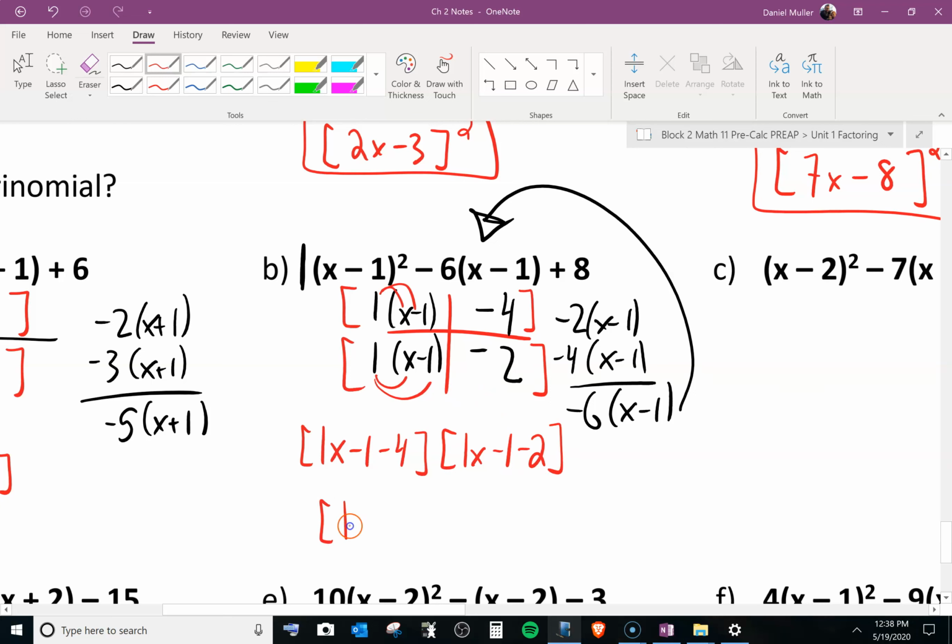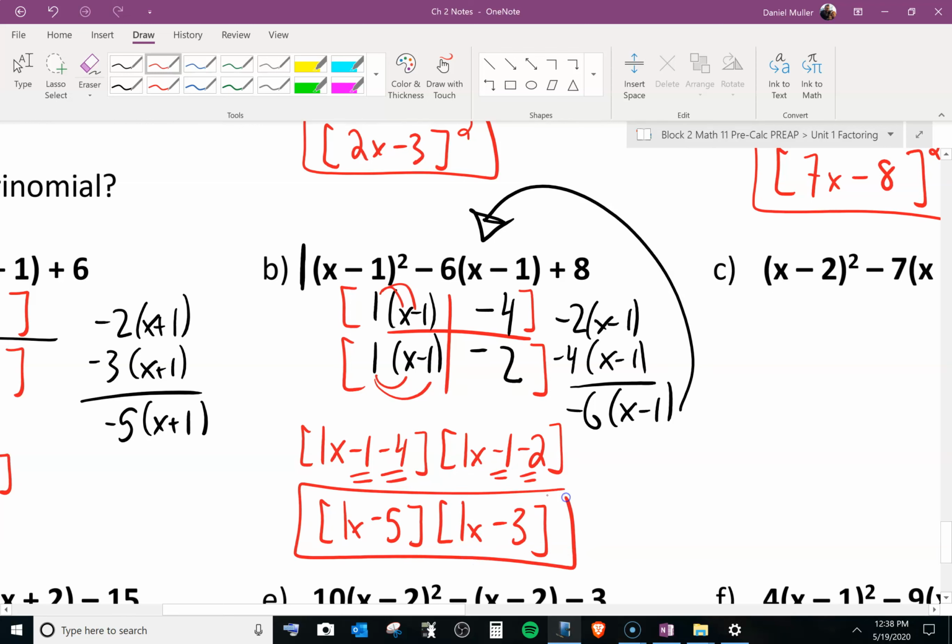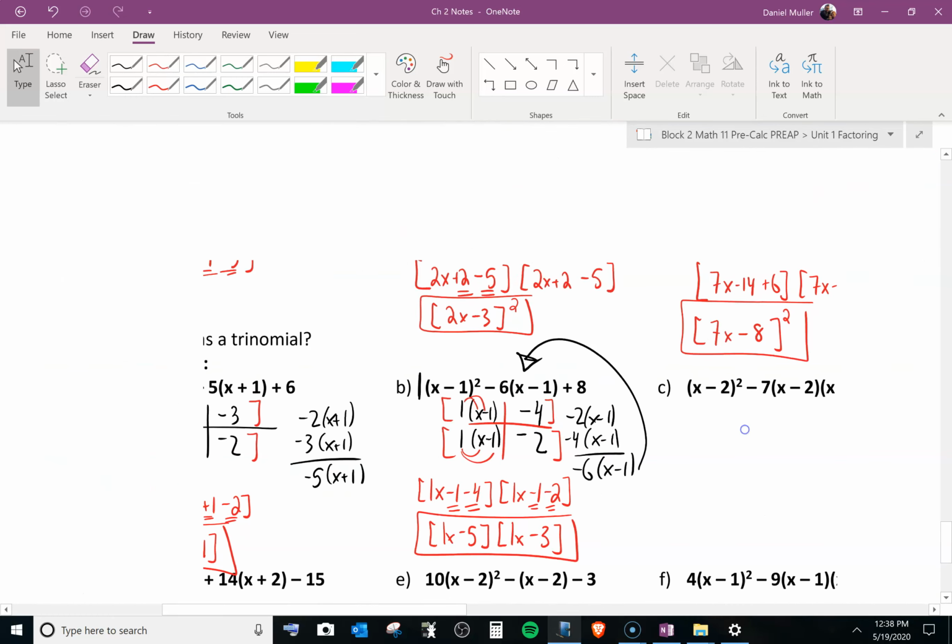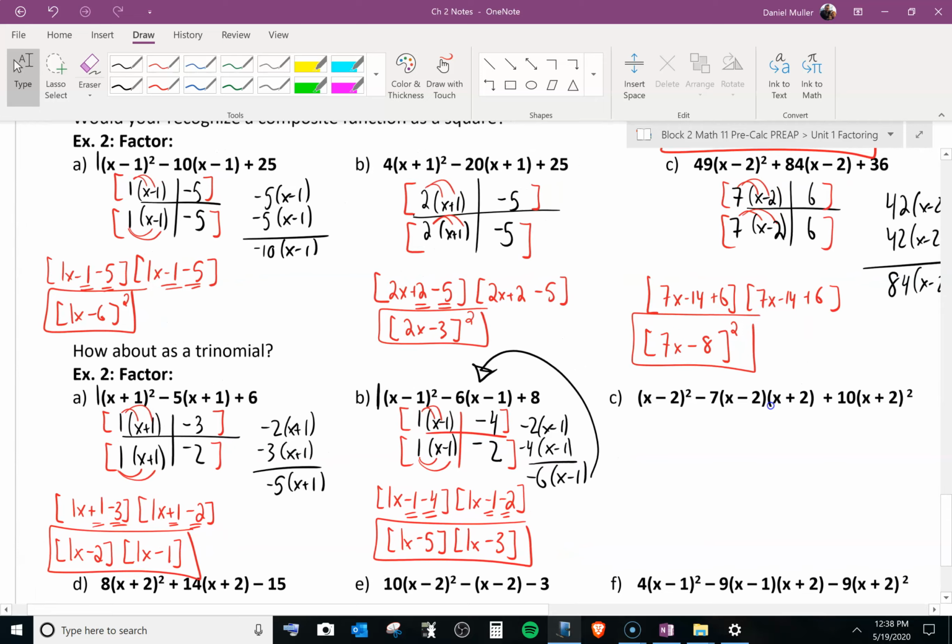So I've got a 1x, and these can become a minus 5. And then I have another 1x, and these can become a minus 3. So that is my answer. 1x minus 5 times 1x minus 3. That is fully factored. So I will zoom out.